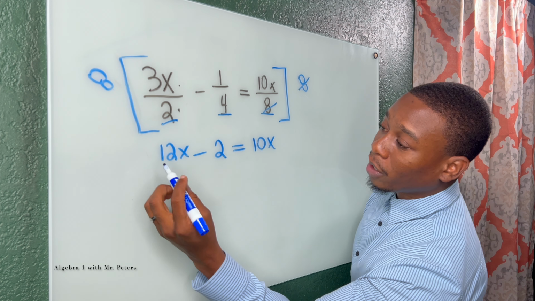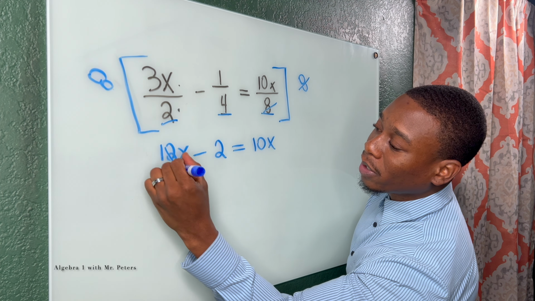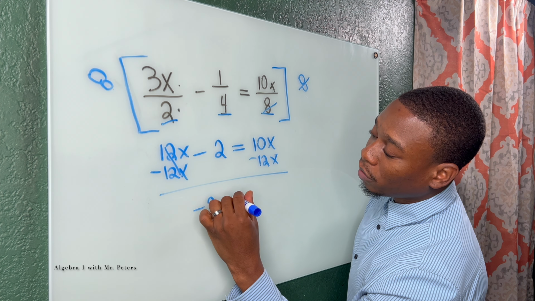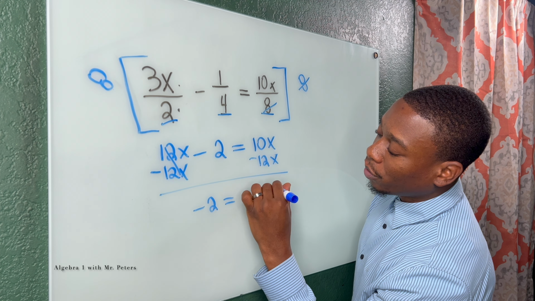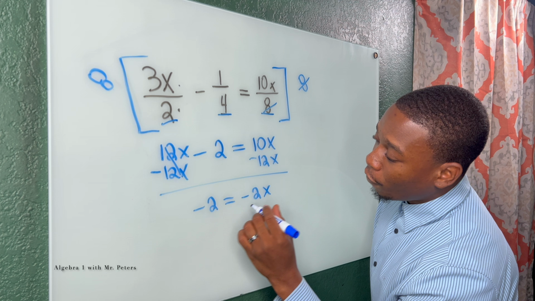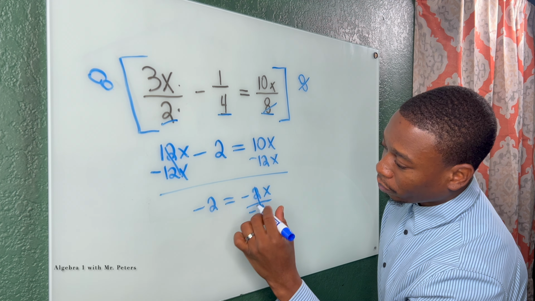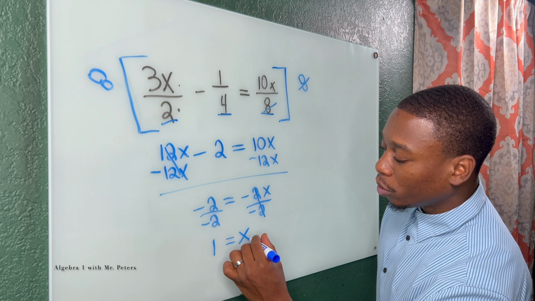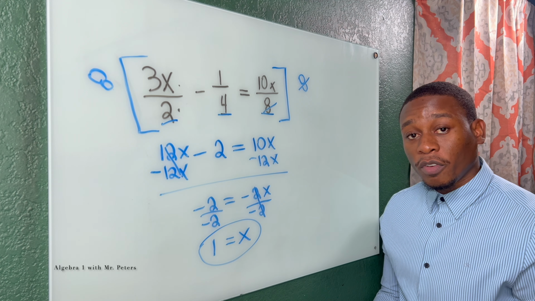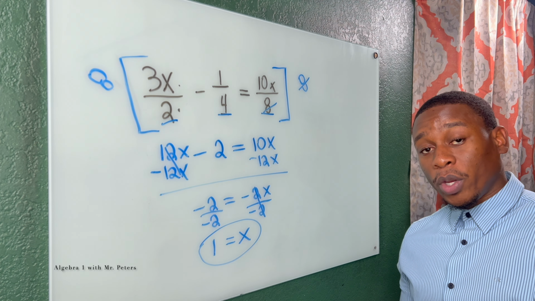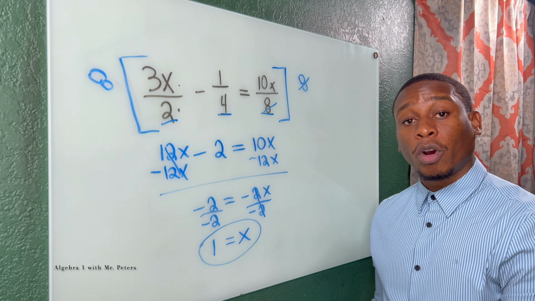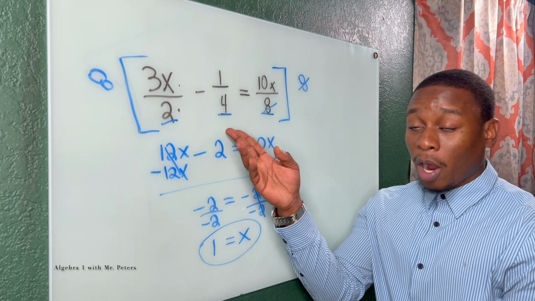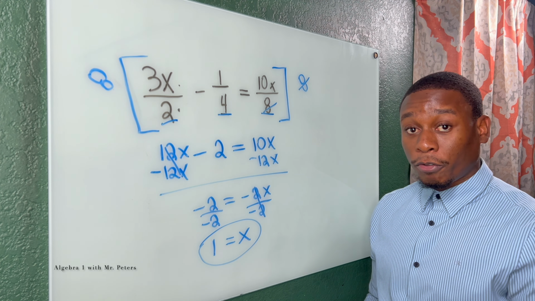Now to solve for x, I'm going to keep it simple and just subtract 12x from this side and 12x from this side as well. And what we have is negative 2 is equal to negative 2x. And now once I divide by negative 2, I know that 1 is going to be equal to x. So when you're solving rational equations, we could always get rid of the fraction, or we could just use properties of proportions depending on if we have a problem like this or an example like our first one.